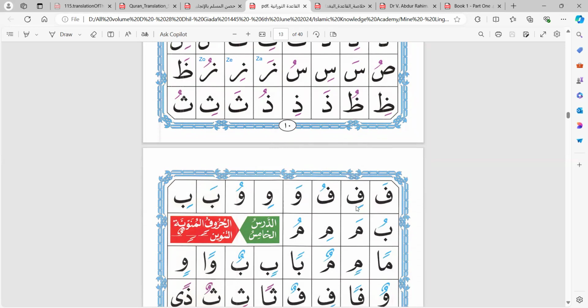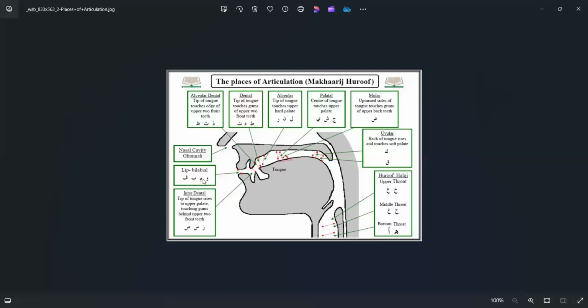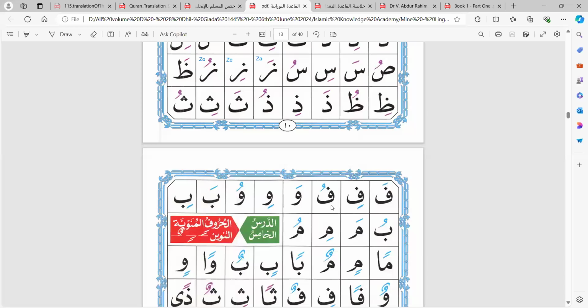Fa fatha fa, fa kasra fi, fa dhamma fu. So together, fa, fi, fu. So again, we notice that these 4 letters come from the lips. Together, fa, fi, fu. Then we go to waw, wa fatha wa, wa kasra wi, wa dhamma wu. Together wa, wi, wu.